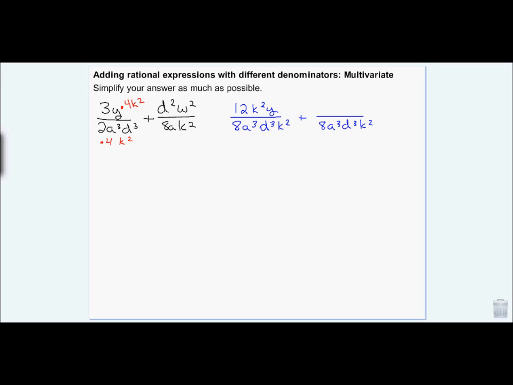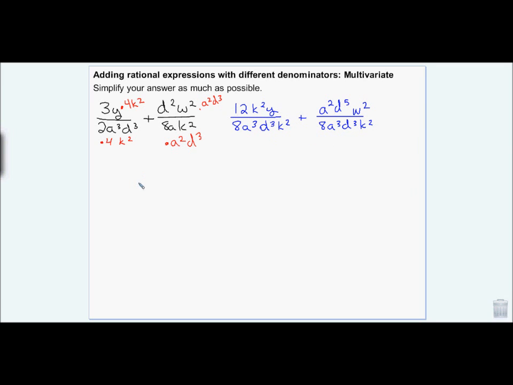I also need to turn this denominator into 8, a to the third, d to the third, k squared. Now I already have 1a, and I already have an 8, so I'm going to need to multiply by a squared. I have my k squared, but I need d to the third. So I'm going to also multiply my numerator by a squared d to the third, which will give me a squared d to the fifth w squared.